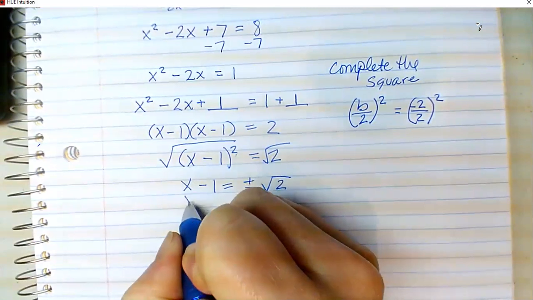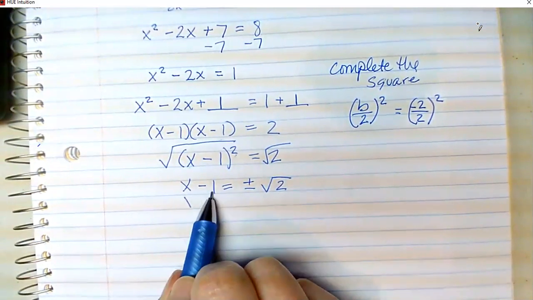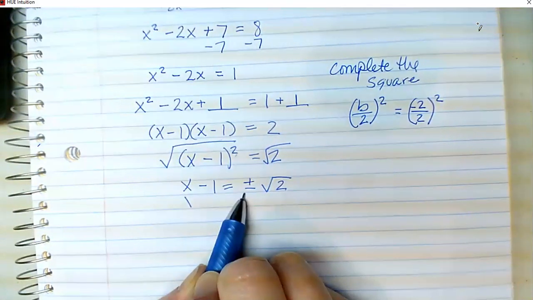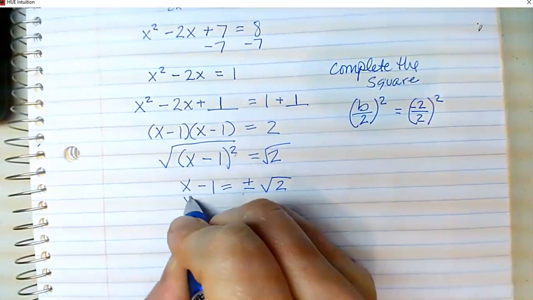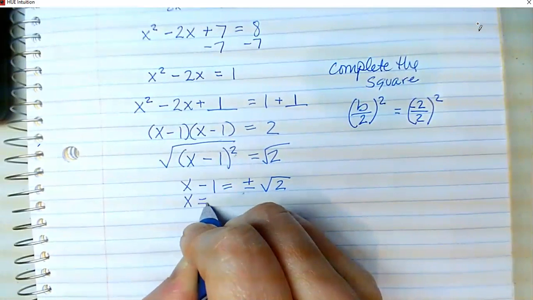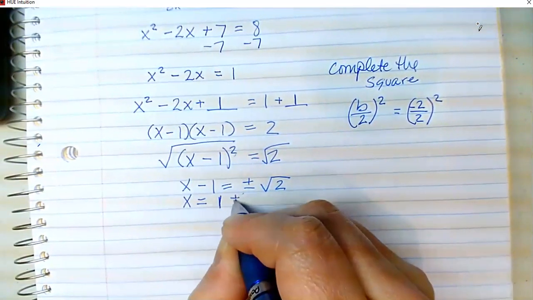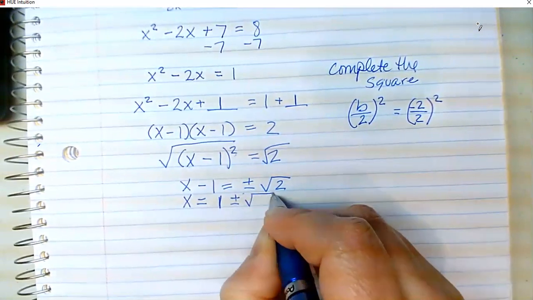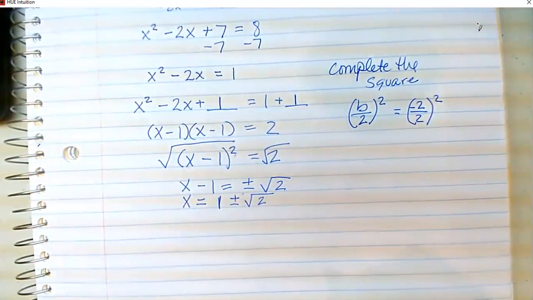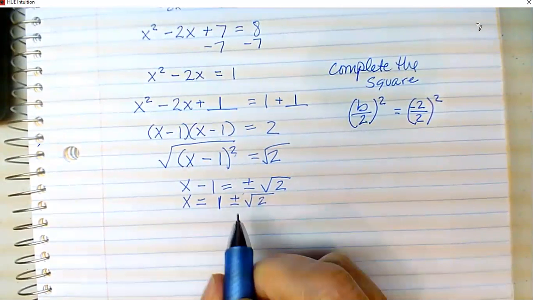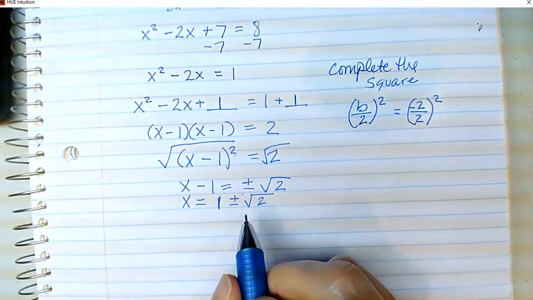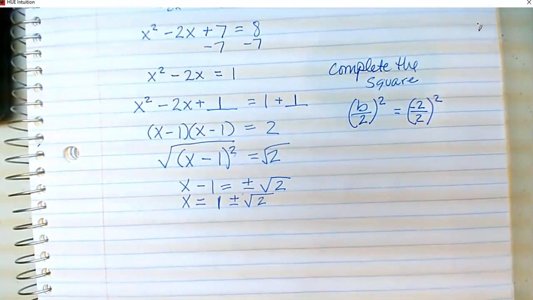All right? The next thing we need to do is move this negative 1 over to the other side. Well, we would do that by adding 1 to both sides. I think we can do that part in our head. I'm going to add 1 to both sides. So that's going to give us x equals 1 plus or minus the square root of 2. Okay? Now, how many solutions is that, or how many zeros are there of the function? In this case, there are 2.